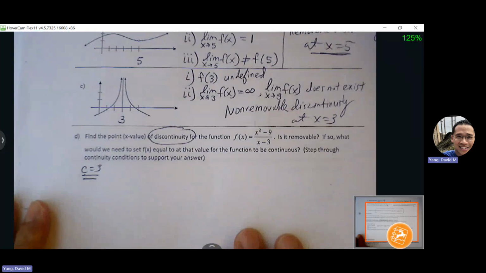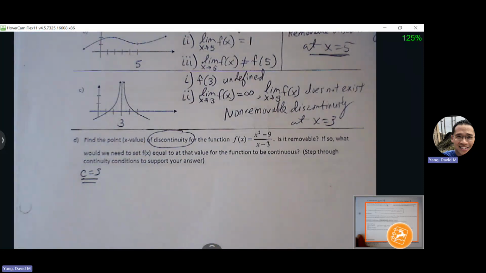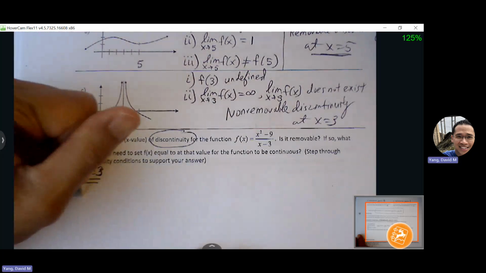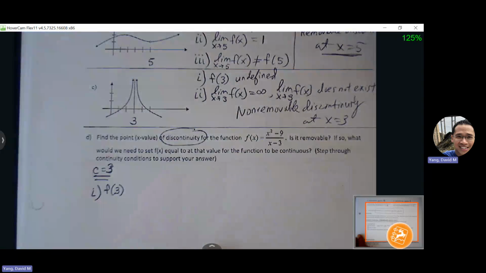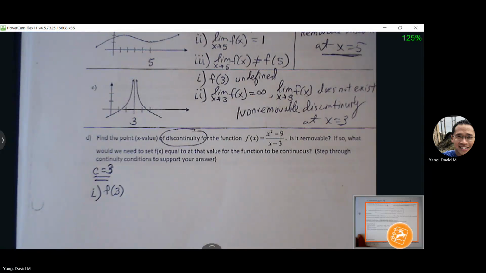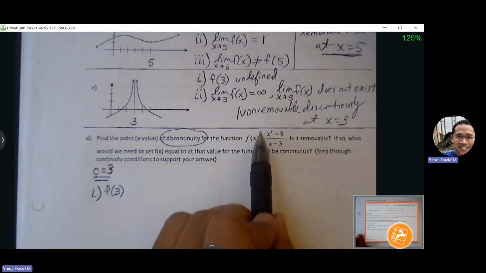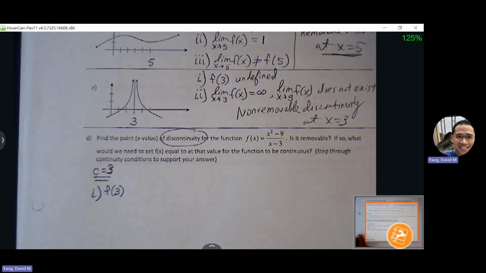Okay, so we're going to go through our conditions and see if we can prove what type of discontinuity just by going through each of our conditions. All right, first condition, does the point exist? Does f of 3 exist? So if I plug 3 into the function, what am I going to get? Defined or undefined? What happens when we plug 3 in for x? 0 over 0. Is that defined or undefined? Undefined, right? So the point doesn't exist, so undefined.